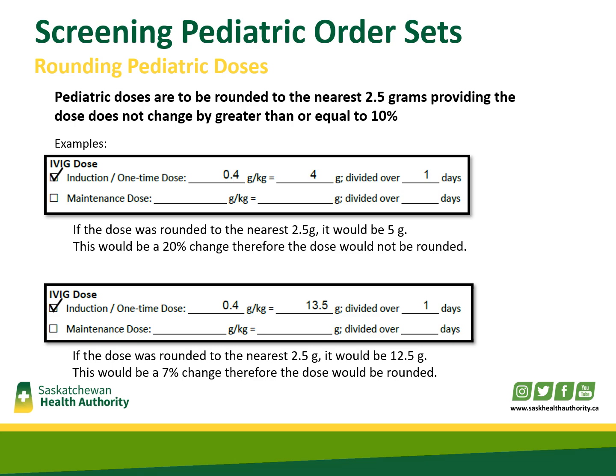And then the next example is the dose equals 13.5 grams. So if we were to round that dose to the nearest 2.5, it would be 12.5 grams. This would be a 7% change, which then therefore would be able to be rounded. With pediatric doses and rounding, when in doubt, just consult the transfusion medicine physician on call. They're your best bet to make sure that you feel good about how you're rounding these doses.